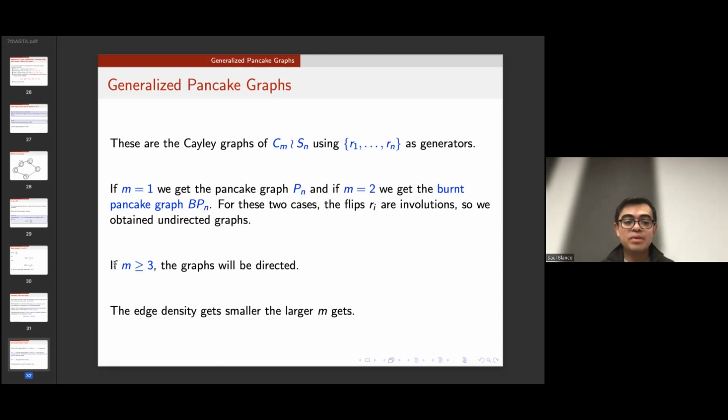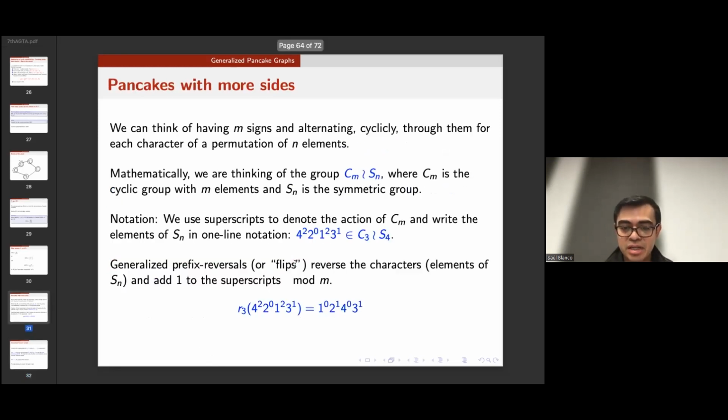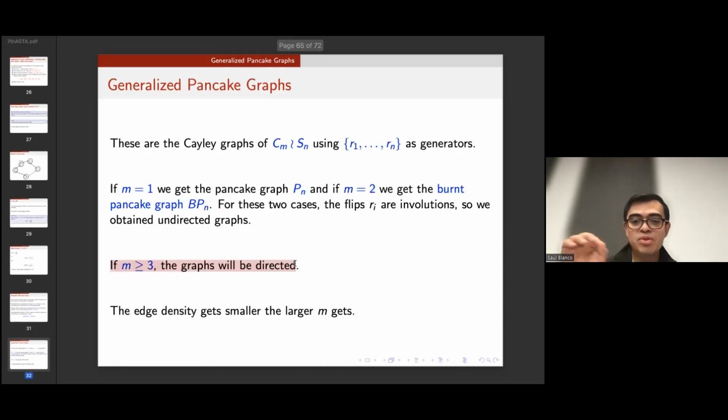And one difference that is interesting from everything else is that in this particular case, if m is at least 3, then the graph won't be undirected. That's because the reversals for m equals 1 and 2 are also involutions. So you apply them twice and you get back to the identity, but not anymore if m is 3 or more. So then we consider directed graphs.